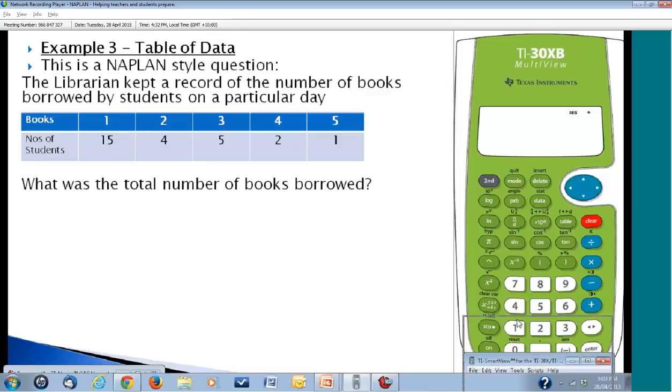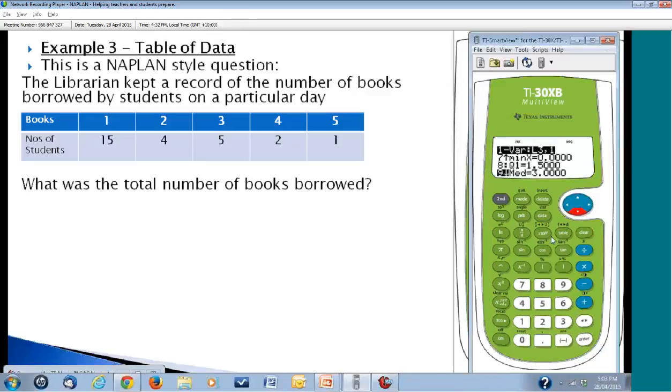So again, I'm going to go into my calculator. So I'm going to go to data, but because I need to put in frequency data, I'm actually going to clear out all my lists. So I'm going to put my number of books into list 1. And I'm going to put my number of students or my frequency into list 2. So I just right arrow across to do that. Okay, so now I've got that information in there.